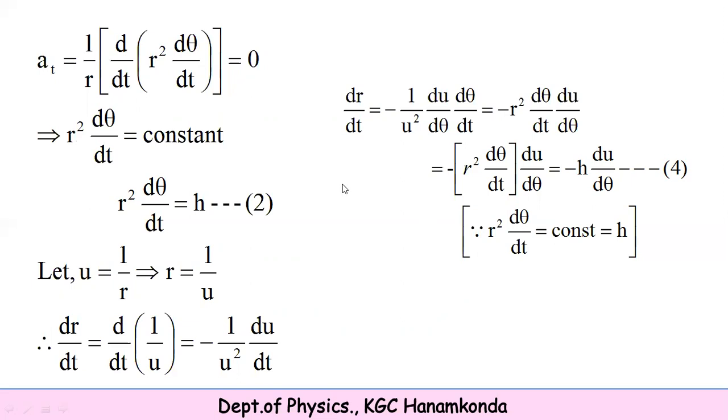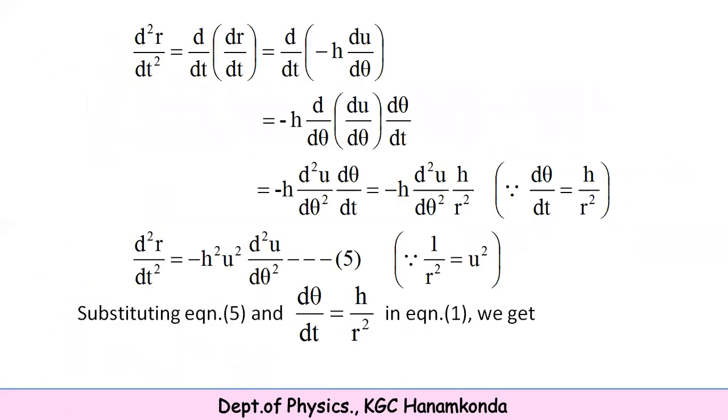But we wanted to find d square r by dt square. Therefore, again we have to differentiate equation 4 with respect to time. That gives d square r by dt square equal to d by dt of dr by dt. And we got the value from equation 4, dr by dt equal to minus h into du by d theta, and substituting here.